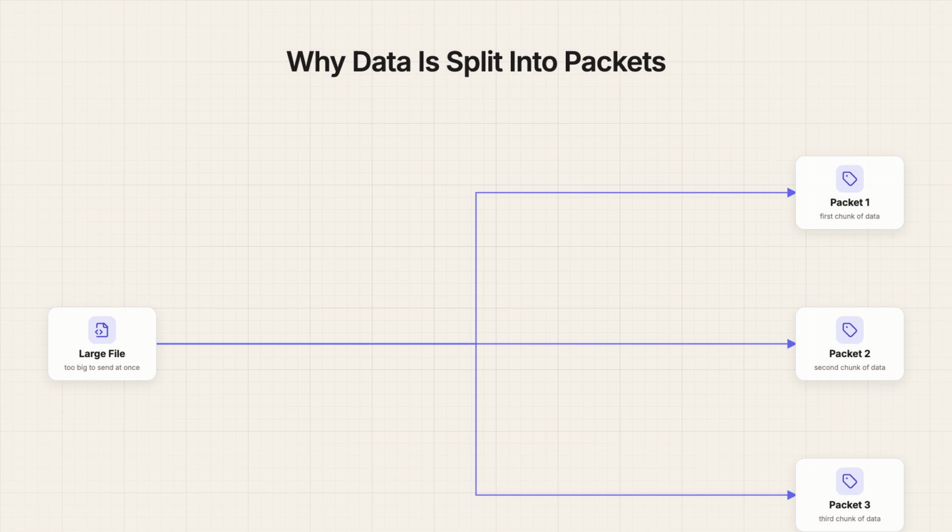Each packet travels independently and can take a different path. This keeps any single large transfer from monopolizing a shared link, and it means a lost chunk can be resent without retransmitting the whole file.